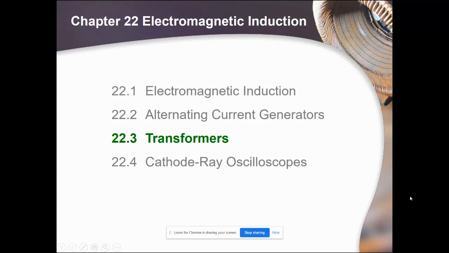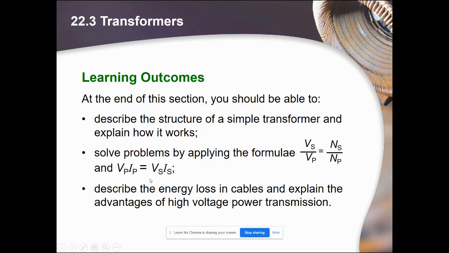Now we'll be going on to the next section, which is on transformers. At the end of this session, you should be able to describe the structure of a simple transformer and explain how it works, and then solve problems using the turn ratio formula as well as the power formula, and describe the energy loss in cables and explain the advantages of high voltage power transmission.